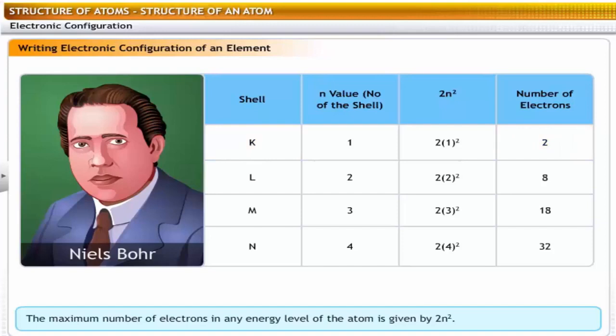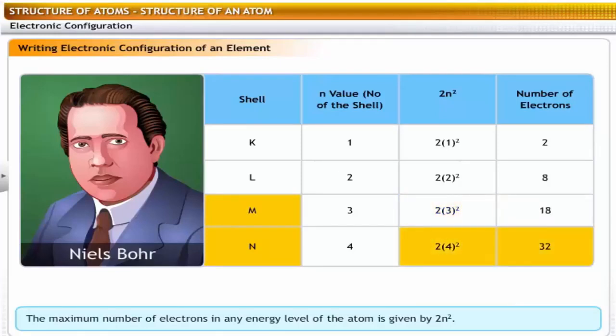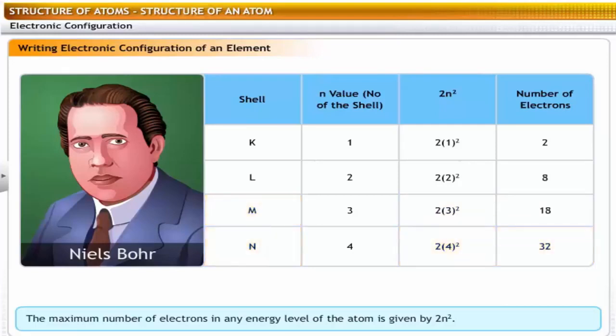The maximum number of electrons which can be accommodated in shell L is 2 multiplied by 2 squared, equal to 8. Similarly, for M and N shells, the maximum number of electrons that can be accommodated are 2 multiplied by 3 squared, equals 18, and 2 multiplied by 4 squared, equals 32, respectively.